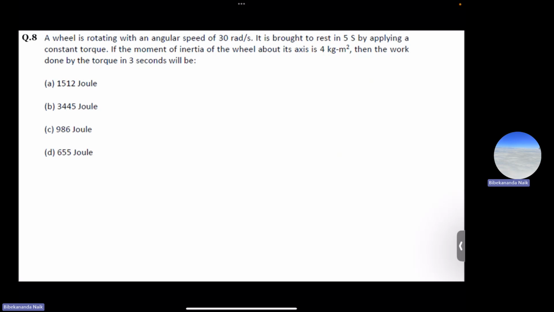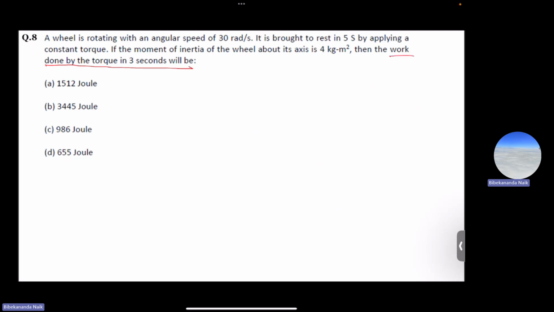a wheel is rotating with an angular speed of 30 radians per second. It is brought to rest in 5 seconds by applying a constant torque. If the moment of inertia of the wheel about its axis is 4 kg meter square, then the work done by the torque in 3 seconds will be. So you need to find the work done.